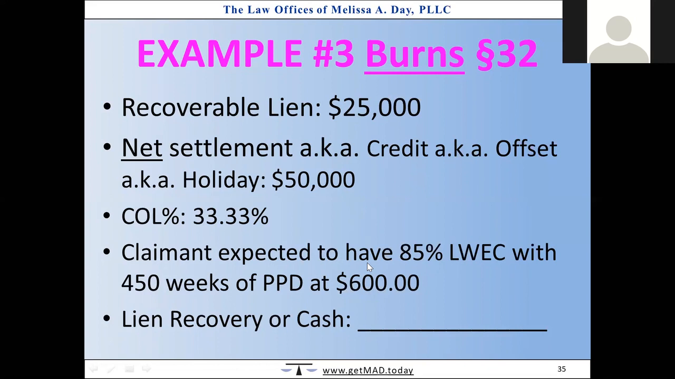And this is where your skills and your knowledge of workers' compensation claims will come into play. You'll be able to negotiate what your lien reduction or your cash payment should be, based on your skills and being able to predict what the LWEC is going to be. But let's assume it's well established that the claimant is expected to have an 85% LWEC, with 450 weeks of PPD benefits at 600 weeks. If you wanted to settle this claim by a Section 32, what should the amount of your lien recovery be, or what amount of cash payment should you be willing to make in order to settle out?